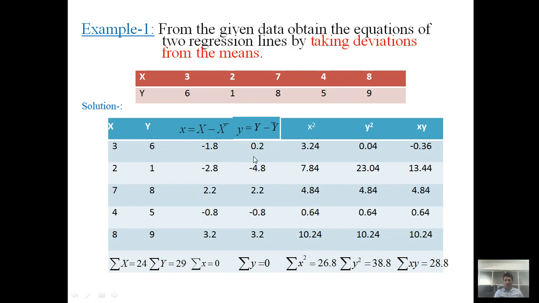Similarly for y square, find the square of each and every cell in this column and substitute in the respective cell. At the last, xy. So negative 1.8 into 0.2 leads to negative 0.36. Negative 2.8 and negative 4.8 gives 13.44 and so on. 3.2 into 3.2, so 3.2 square, that is 10.24, and the sum of this column, that is sum of xy, gives 28.8.